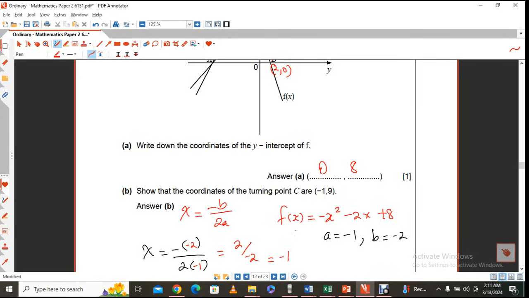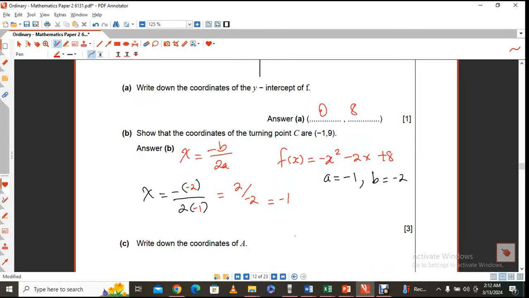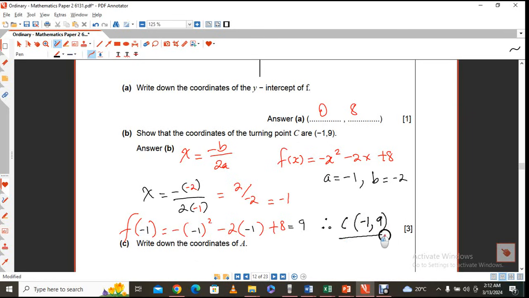How do you find the y value? It's very simple. You find the y value by now substituting f for -1 into the function everywhere where you have an x. And if you do that, you're going to end up with an output value of +9. So if you punch this in on your calculator, you will see. Therefore, the turning point of C is -1, 9.